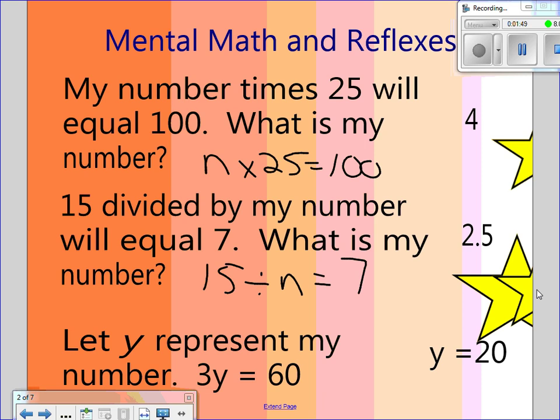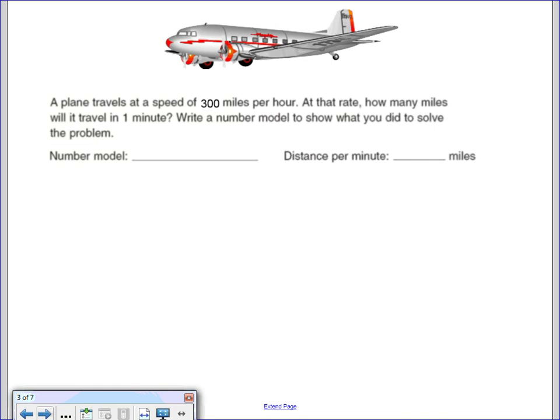Makes sense. All right, let's get on an airplane now. Let's take a look here. A plane travels at a speed of 300 miles per hour. Travel a lot faster than that, but we'll just go with 300. At that rate, how many miles will it travel in 1 minute? Write a number model to show what you did to solve it.